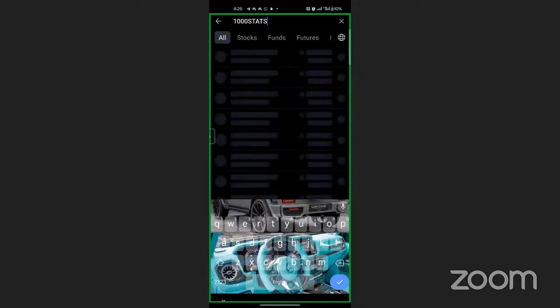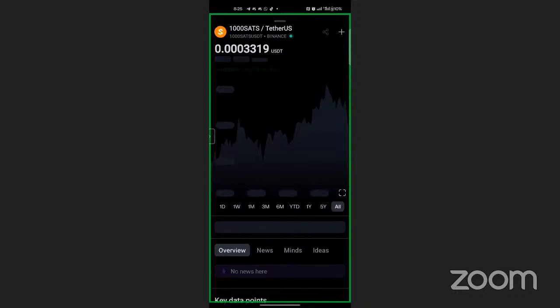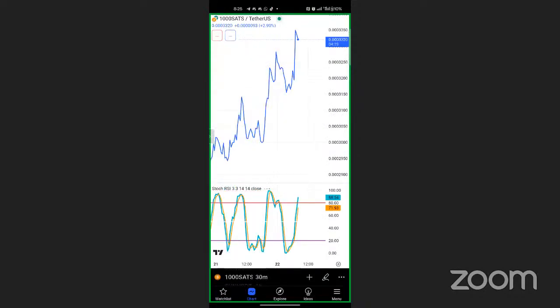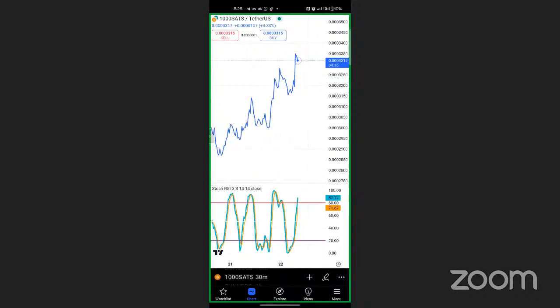1,000 sats. So I pick the pair. I want to look at this coin. Beautiful. When the market is on an upward trend, we draw a trend line below the candles. So I come here, I'm in 30 minutes.